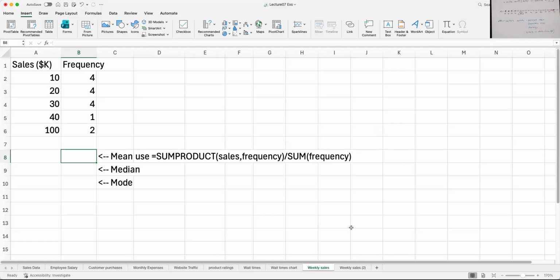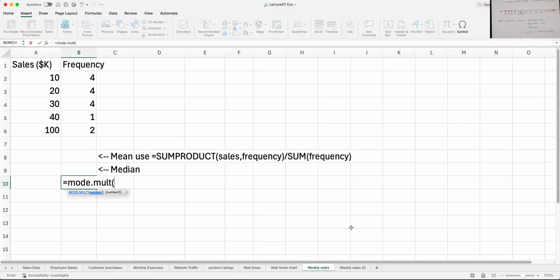Talk to me. How do I do them? So do you think there's one or more than one? Oh, this one is. Then the command is mode.mult equals, mode.multiple, and then you give it the data range to highlight the data and hit enter.